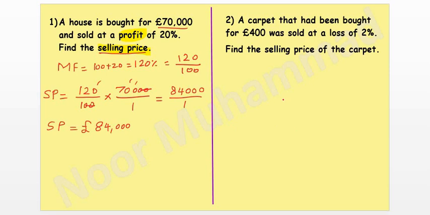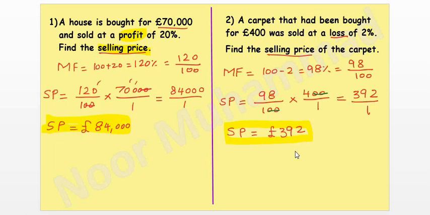Okay, now better pause the video here, because here also you have to find the selling price. It's a case of loss, it's a case of decreased percentage. Pause the video here, solve it on your own. So here is the answer. First I got the multiplying factor by subtracting because it's a case of loss. So it's 98 out of 100. Then I multiplied this multiplying factor with the original price of the carpet. Okay, let's solve some more examples.